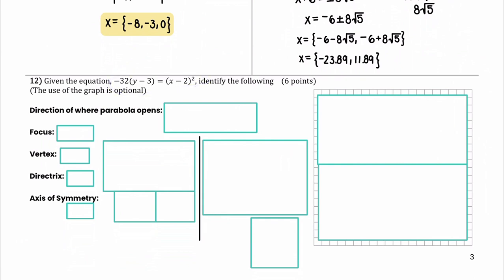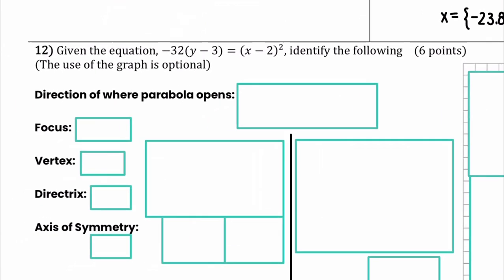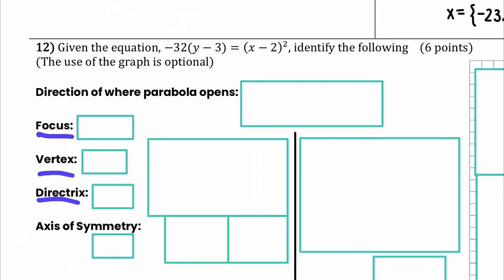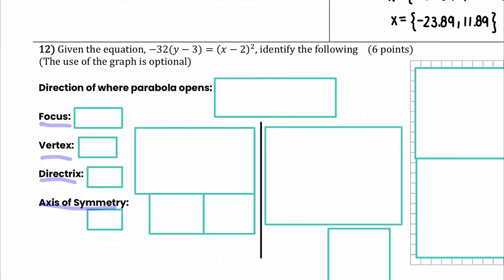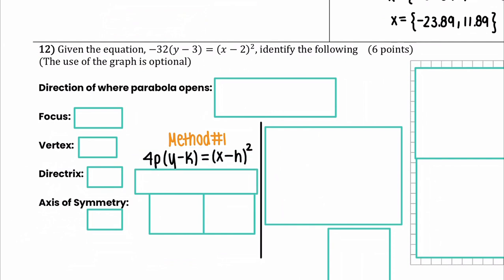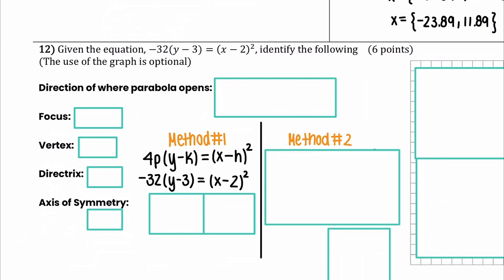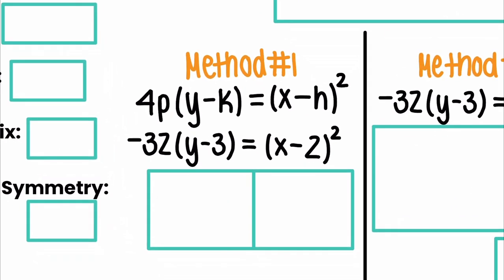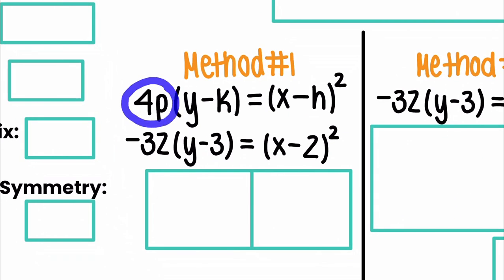Okay, let's look at number 12. They give us this equation, and they're asking us to find where the parabola opens and all these other parts. There's two ways of approaching this. We can approach it by looking at it in the format that it's already in, which is conic form, 4p times y minus k equals x minus h squared, and I'm just recopying it below. Or we can approach it by rewriting the equation. So let's do method 1 first.